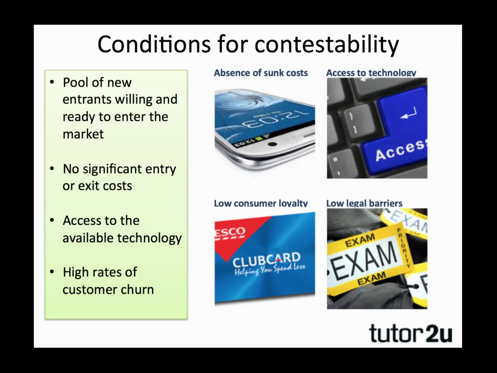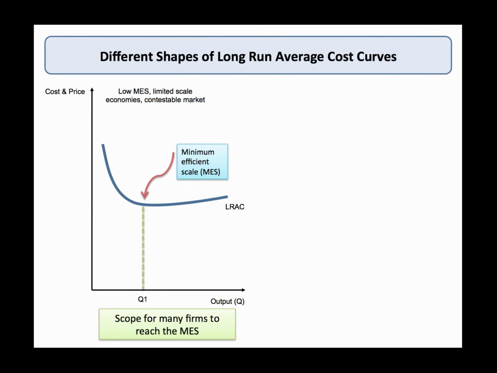Now, what's really important, and I'm going to focus on this for the next minute or two, is the nature of costs in a particular industry. This is going to have a big bearing on the degree of contestability. In this diagram on the left-hand side, I've drawn a long run average cost curve where by the time we get to output Q1, the minimum efficient scale has been reached. And that level of output Q1 is fairly low, which suggests that the minimum efficient scale is a very small percentage of total market demand. And in theory, that should mean there's scope for many firms to reach that point within the total market size, and therefore the market is likely to be highly contestable. The key takeaway point here is that when the minimum efficient scale is low, the market is more likely to be contestable.